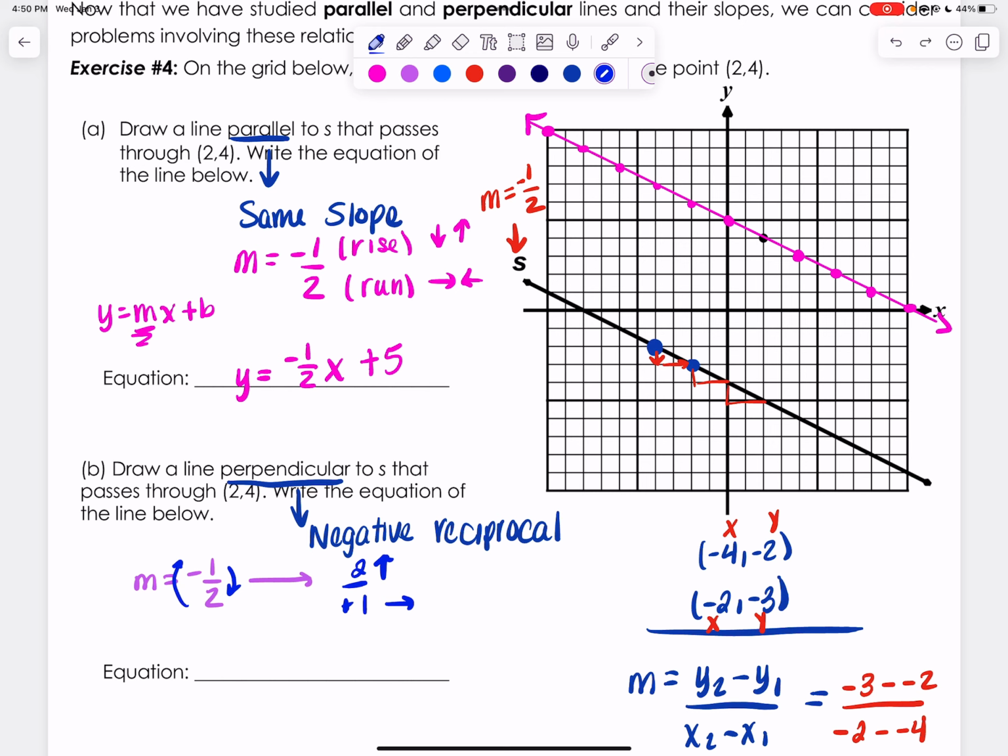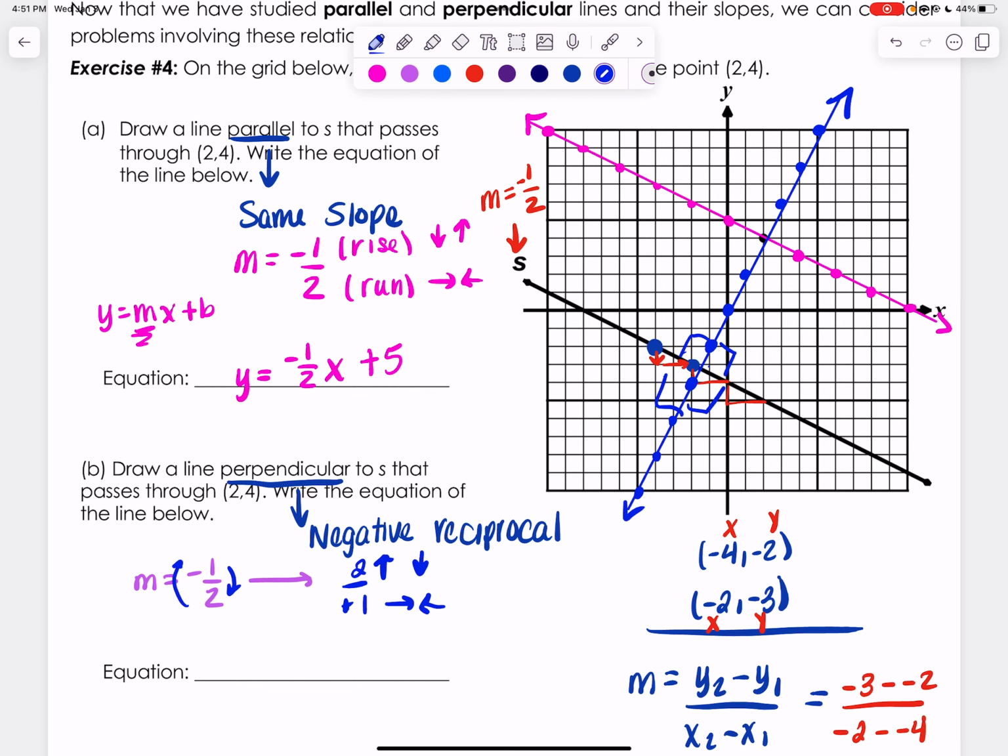So now I go up 2, right 1, up 2, right 1, up 2, right 1, and I run out of room. So now I go down 2, left 1, and keep repeating that. And then I can draw a line going through those points as well. Now, it is totally fine for it to intersect those lines because it's perpendicular. It's going to cross, and it's going to create right angles. I have a right angle here, here, here, and here.